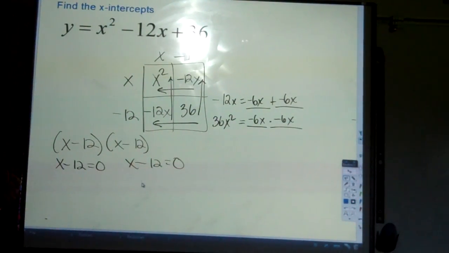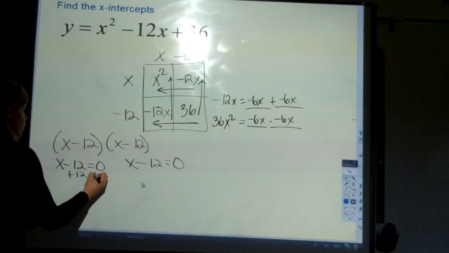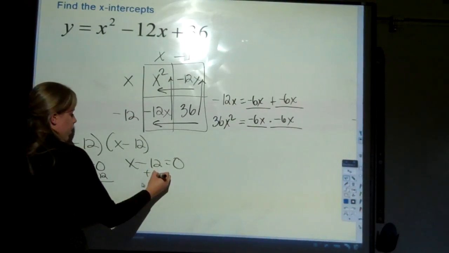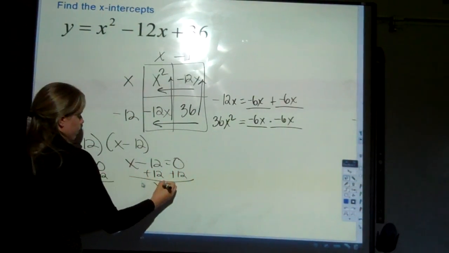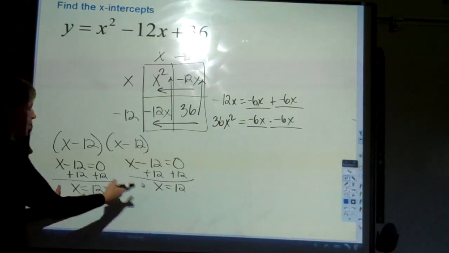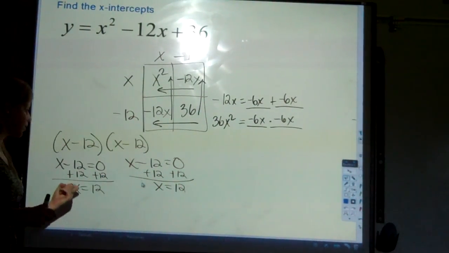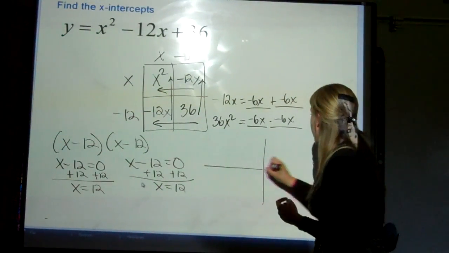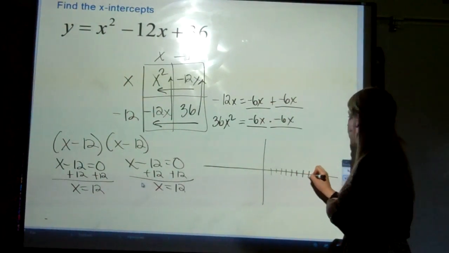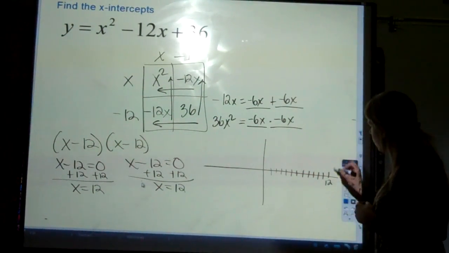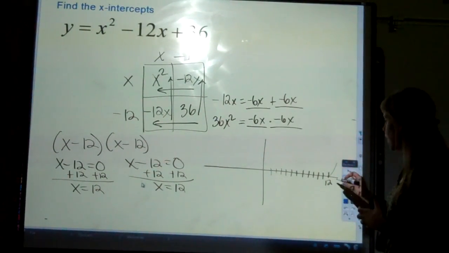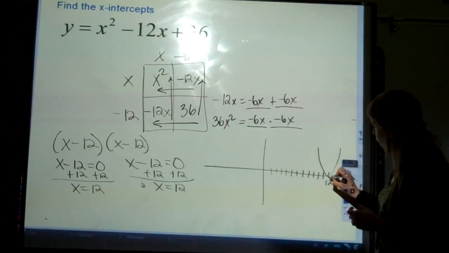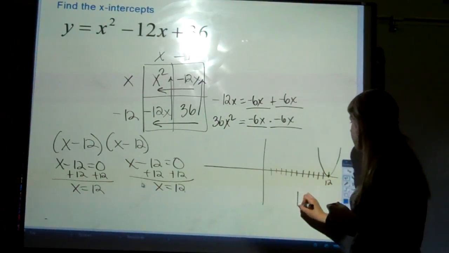The thing is, in this case, when we add 12, we get x equals positive 12 as one x-intercept. Same thing here. We see that the x-intercept is the same in both cases, 12 and 12. It does not mean that your parabola goes through the x value of 12. It doesn't mean that the parabola goes through 12 twice. It literally means that your parabola is sitting on top of the x-axis, touching it right there at x equals 12, one x-intercept.